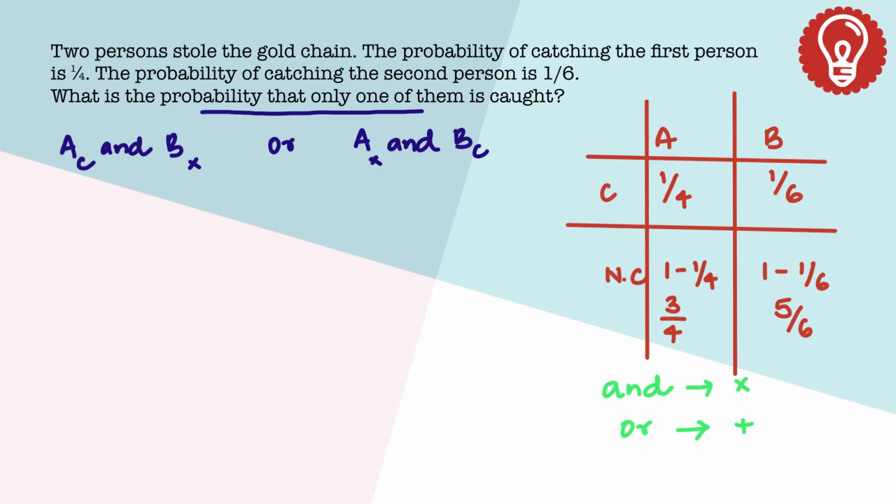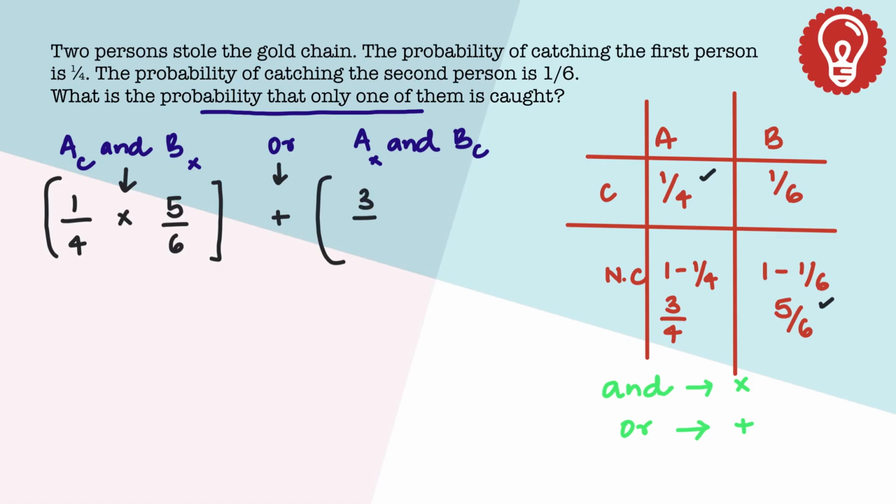Now we'll see. The probability of A getting caught is 1 by 4. So let's write that as 1 by 4. And we know AND is multiplication. Probability of B not getting caught is 5 by 6. 5 times out of 6 times B is not caught. Or, as in plus. So let's take this entire thing in a bracket. And probability of A not getting caught is 3 times out of 4 times. And, as in multiplication, probability of B getting caught is 1 time out of 6 times.